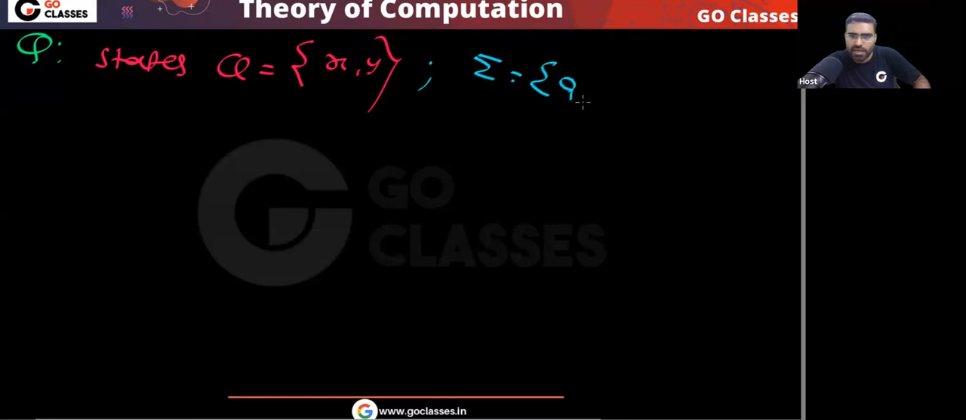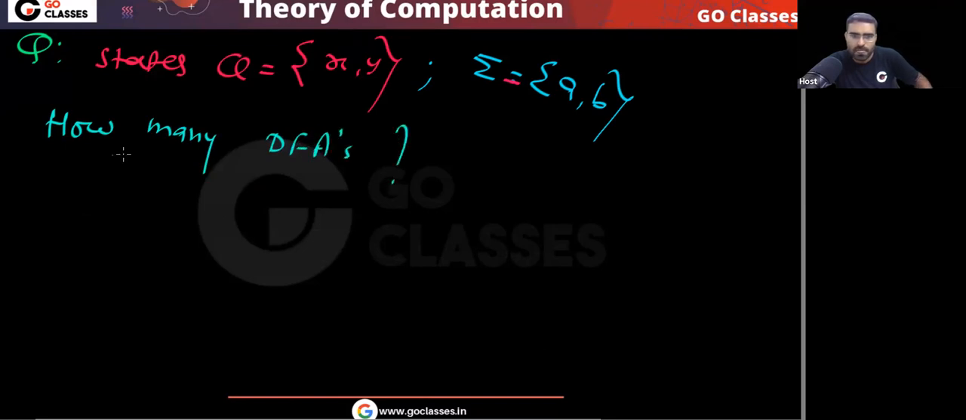So let me ask you one thing. You tell me one by one. Let's assume that you have these states. I am giving you states. So let's assume states Q are X comma Y. Let's assume these are the states. And your alphabet is, let's assume, A comma B. This is the alphabet. Okay. Now you tell me how many DFAs are there? How many DFAs can you create? How many DFAs can I create?